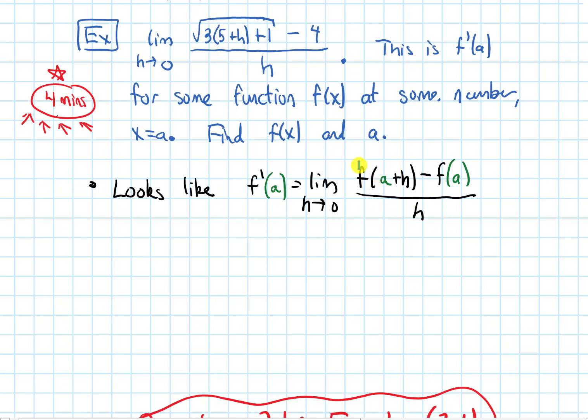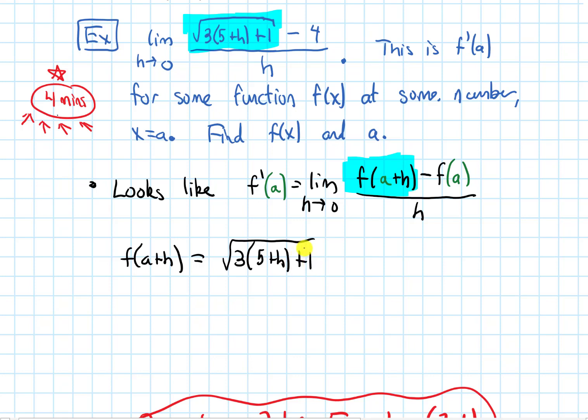Okay, so on the numerator, the f of a plus h seems to match up with this square root of something something. Okay, so if I write that down, the f of a plus h seems to be equal to that square root thing. Square root of 3 times (5 plus h), and then plus 1. Okay, so f of a plus h means take a plus h and plug that into some function. And if I look at the square root, I do see something plus h in here. I see that 5 plus h. So maybe this is my a plus h.